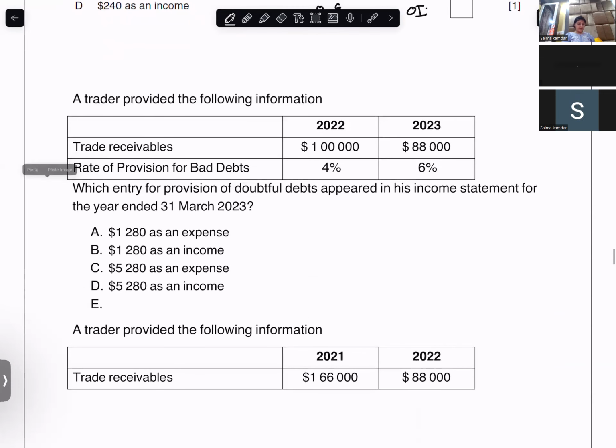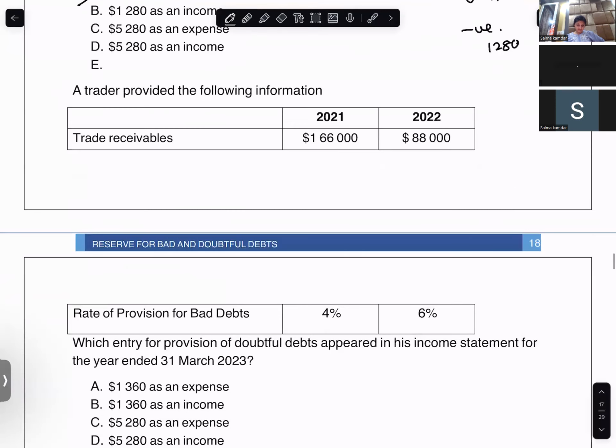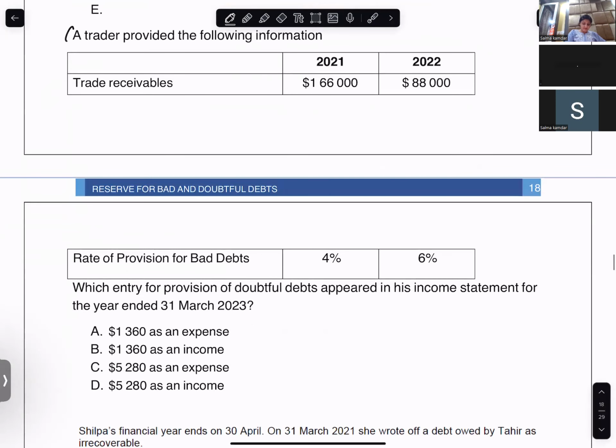Come on, try this. I will pause. New provisions is how much? 5,280. Income statement, old minus new, it's negative 1,280, as an expense. Okay, fine. Come on, do this sum. I'm giving you time.